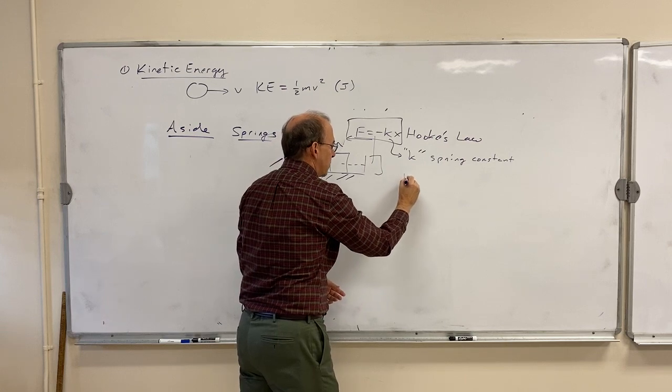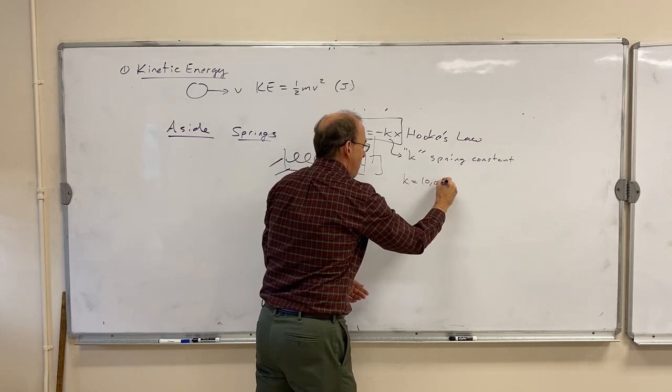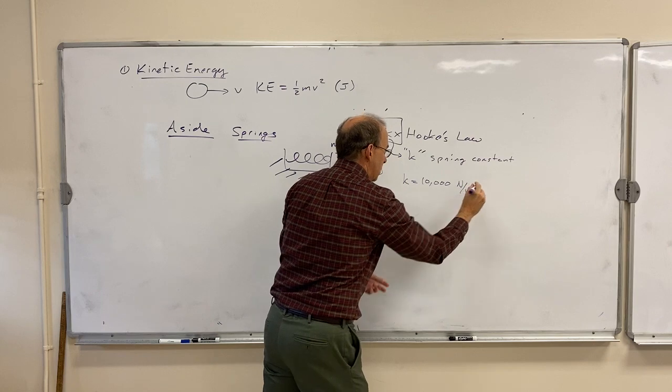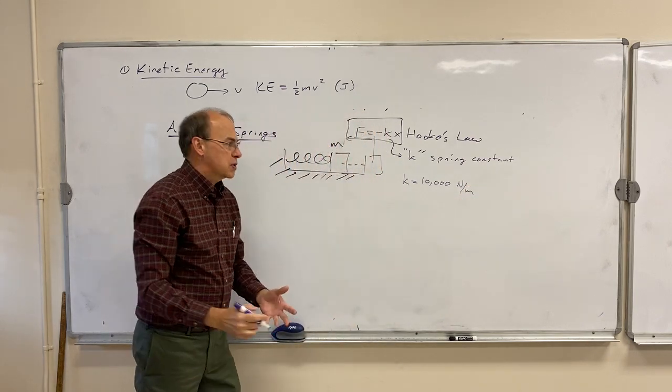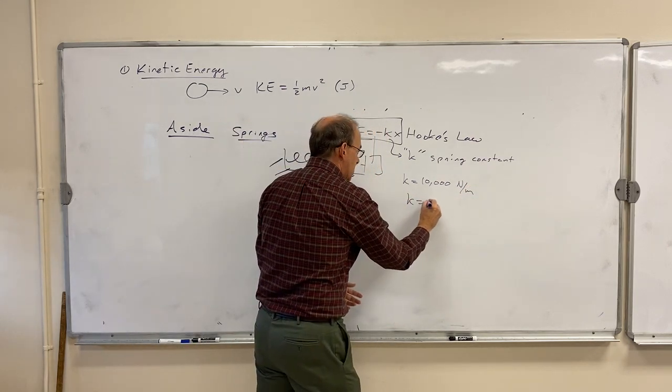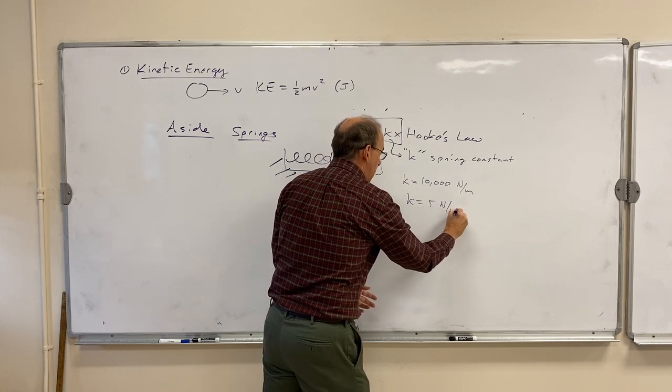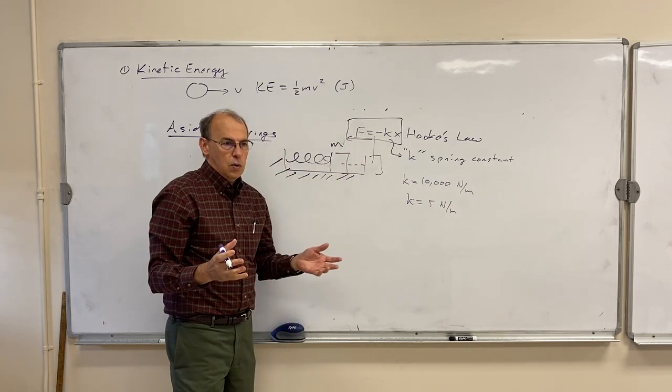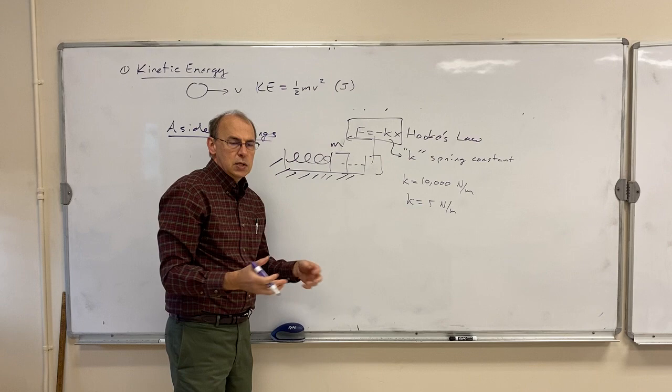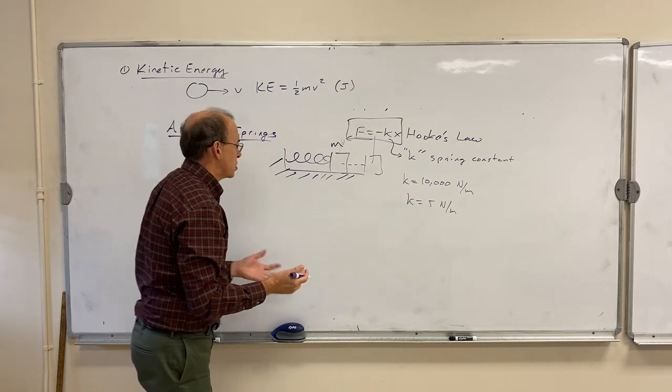So for example, if K is 10,000 newtons per meter, that's a very, very stiff spring. And if that K is 5 newtons per meter, that's a very wimpy spring. So that K is just how stiff is the spring.